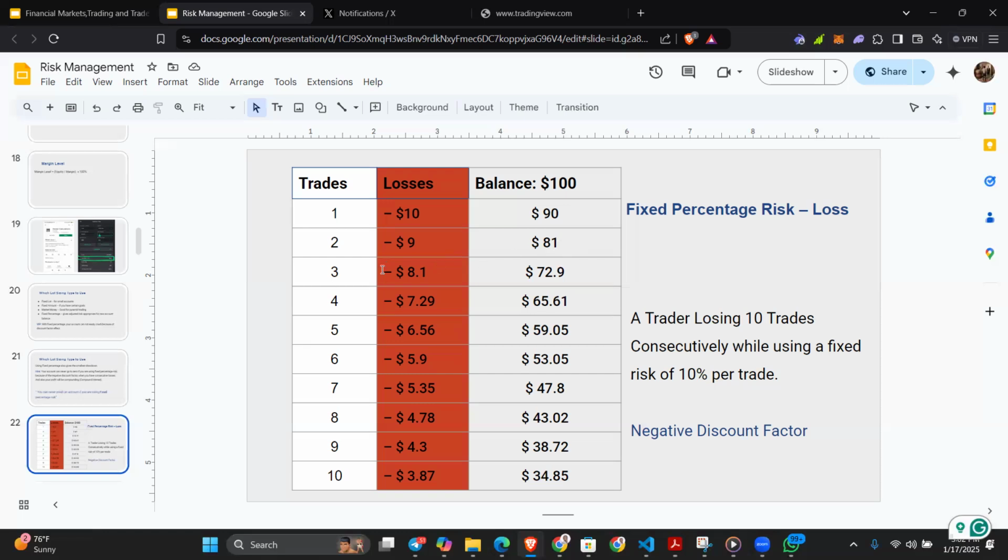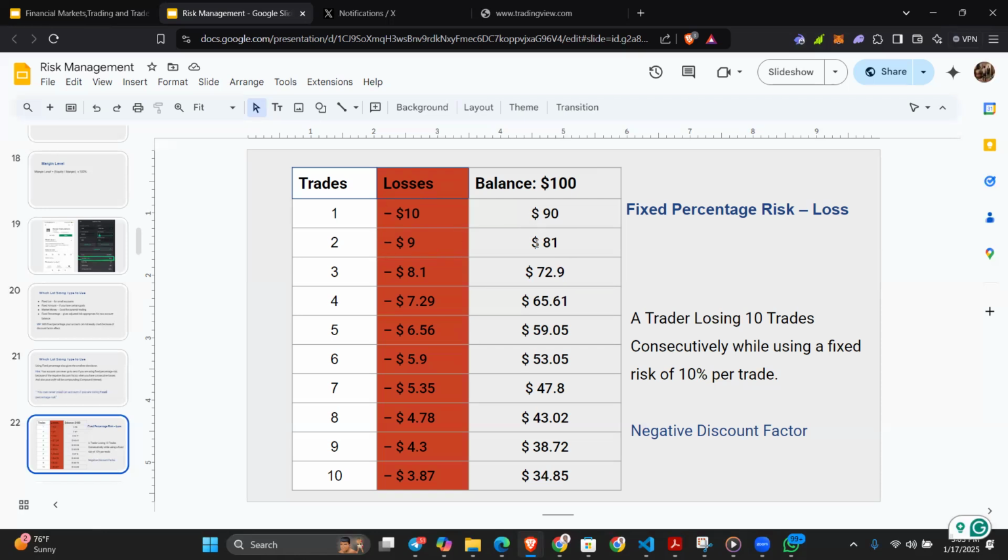Now the same thing again. He also, in the third trade, is risking... sorry, he's also risking 10% again. So he's risking 10% per trade, not 1%. I mean, in the first trade, he's risking 10%. 10% of 100 is $10. So in the first trade, he lost $10. He now has a balance of $90.